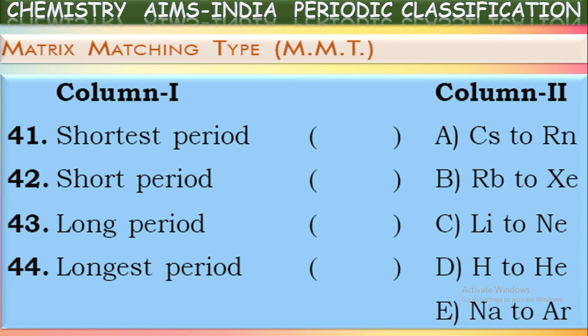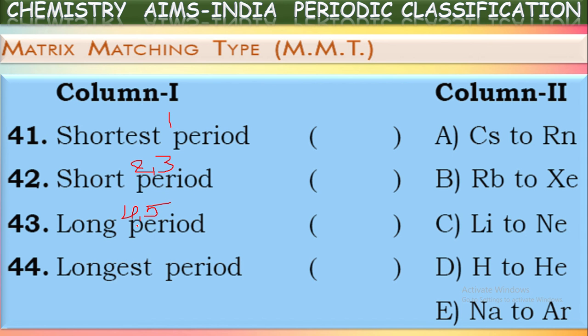Shortest period. We know the first period is called the shortest period because it contains only two elements, hydrogen to helium. Then short period. There are two short periods in the periodic table, the second and third periods. The second period is from lithium to neon and the third period is from sodium to argon. Both have 8 elements each, so they are called short periods. So the first period is the shortest, and the second and third periods are short periods, and long periods are the fourth and fifth periods.